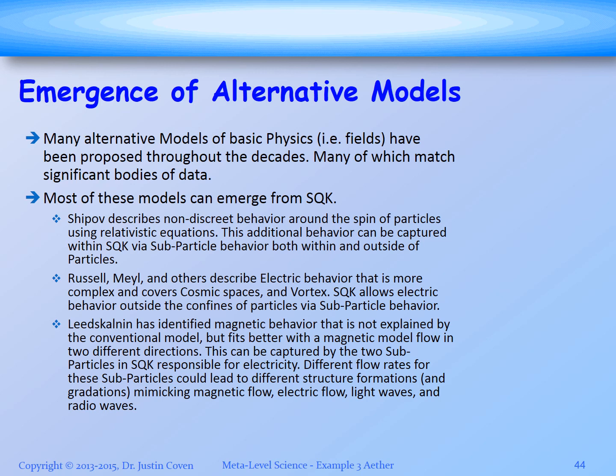Leeds-Skalnin has identified magnetic behavior that is not explained by the conventional model, but fits better with a magnetic model of flow in two different directions. This can be captured by the two subparticles in subquantum kinetics responsible for electricity. Different flow rates for these subparticles could lead to different structure formations and gradations, mimicking magnetic flow, electric flow, light waves, and radio waves.